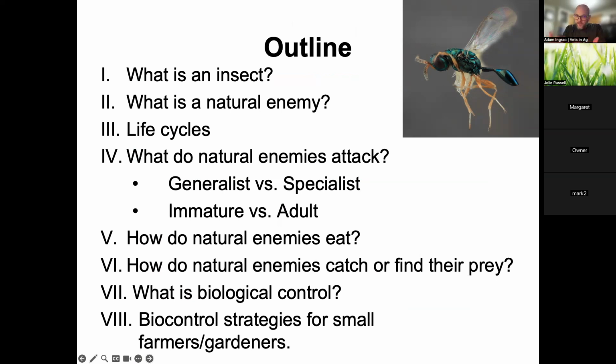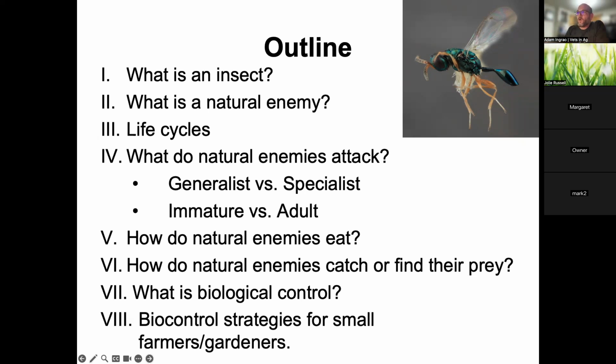Now, throughout this talk, I'm going to be using two terms interchangeably: biological controls and natural enemies. These are the same thing. Natural enemies are those organisms that feed on other organisms, and biological controls are the same role. So just know when I say a biological control and a natural enemy, I am talking about the same thing.